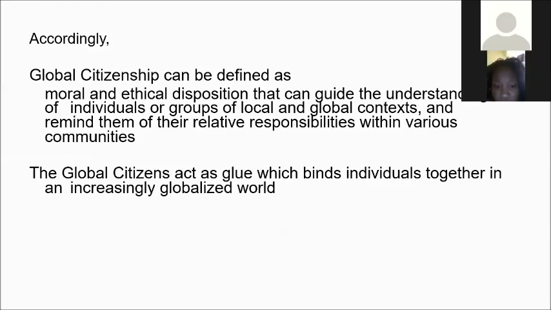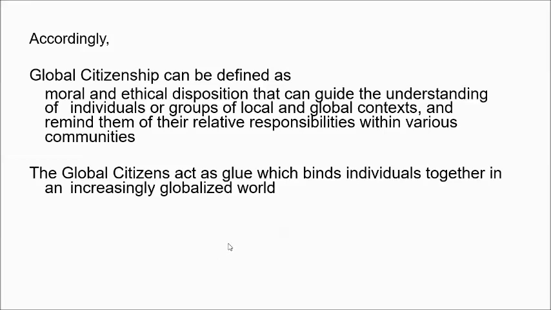Later on, I will be playing a video of different nationalities defining global citizenship. So the global citizens act as glue which binds individuals together in an increasingly globalized world. If you will just notice, global citizen pertains to you, to me, and to everybody all over the globe, all over the world.